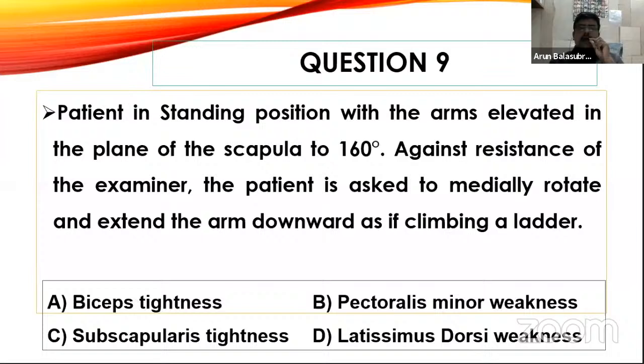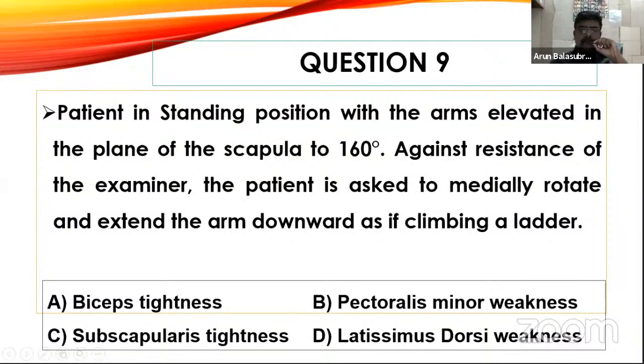This is question number 9. The patient is in a standing position with the arm elevated in the plane of the scapula to 160 degrees. Against the assistance of the examiner, the patient is asked to medially rotate and extend the arm downwards as if climbing a ladder. So the patient has to act as if climbing a ladder, and that is the position we are going to maintain here. What does this test explain? Is it biceps tendinitis, pectoralis minor weakness, subscapularis tightness, or latissimus dorsi weakness?